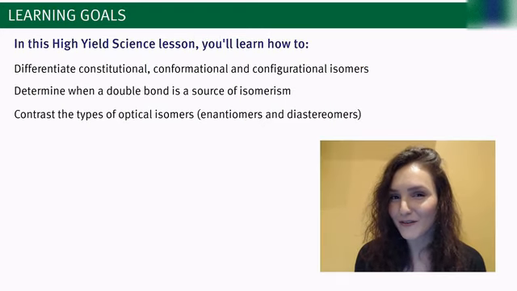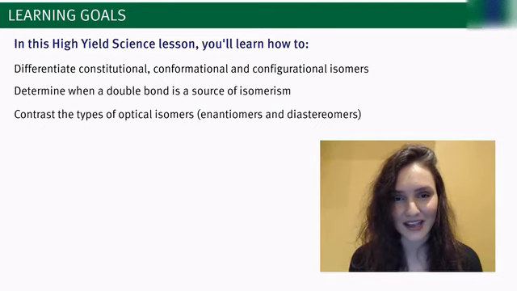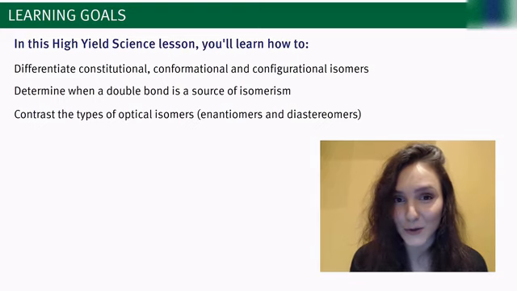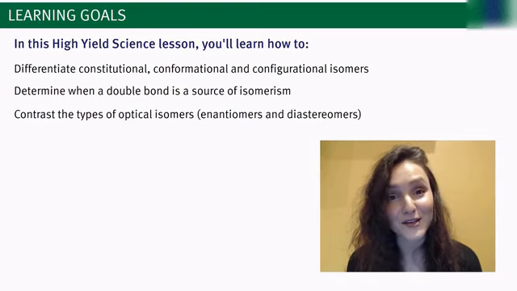As promised, we've contrasted conformational, constitutional, and configurational isomers. In addition, we've determined what's required in order for a double bond to contribute to cis-trans isomerism. And finally, we've investigated the differences between enantiomers.